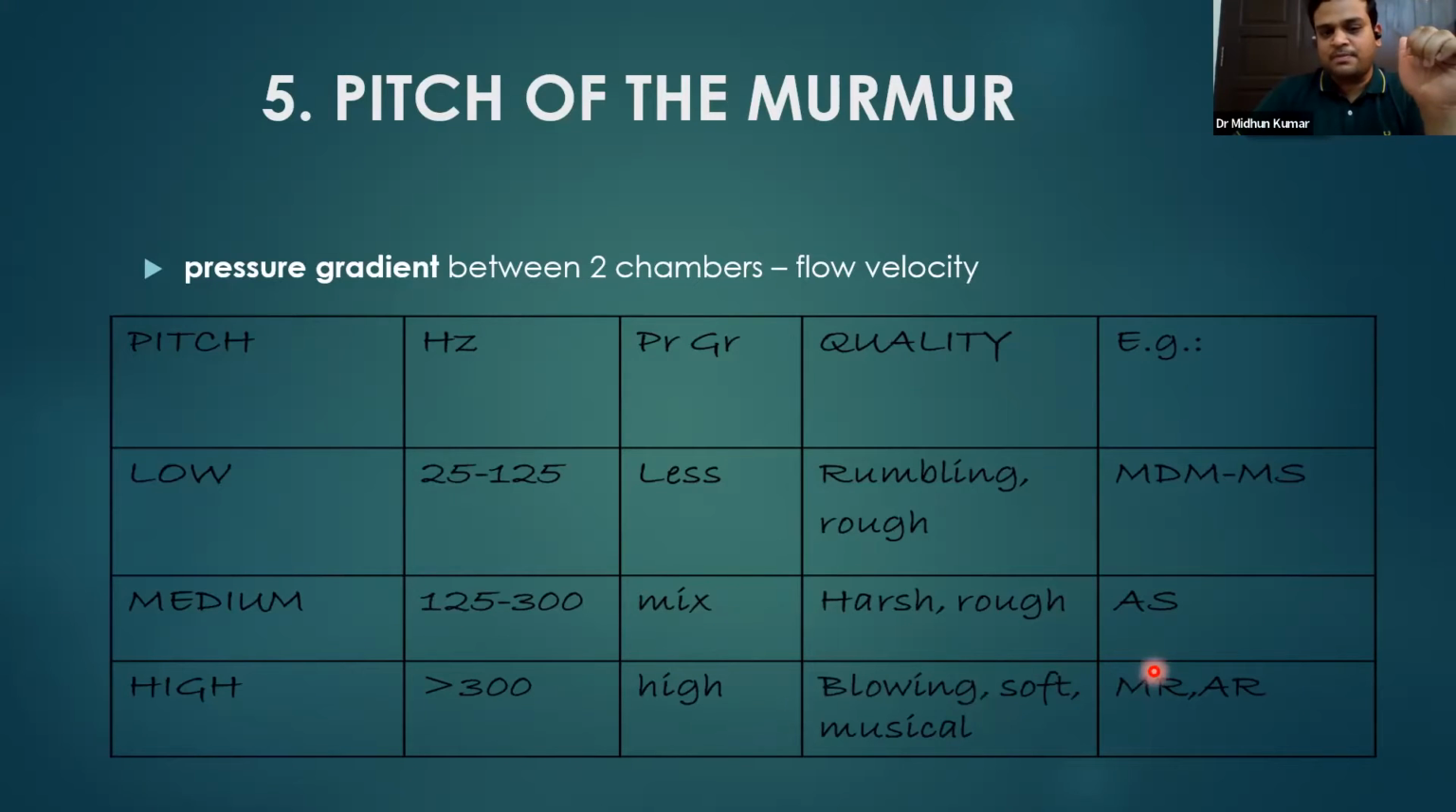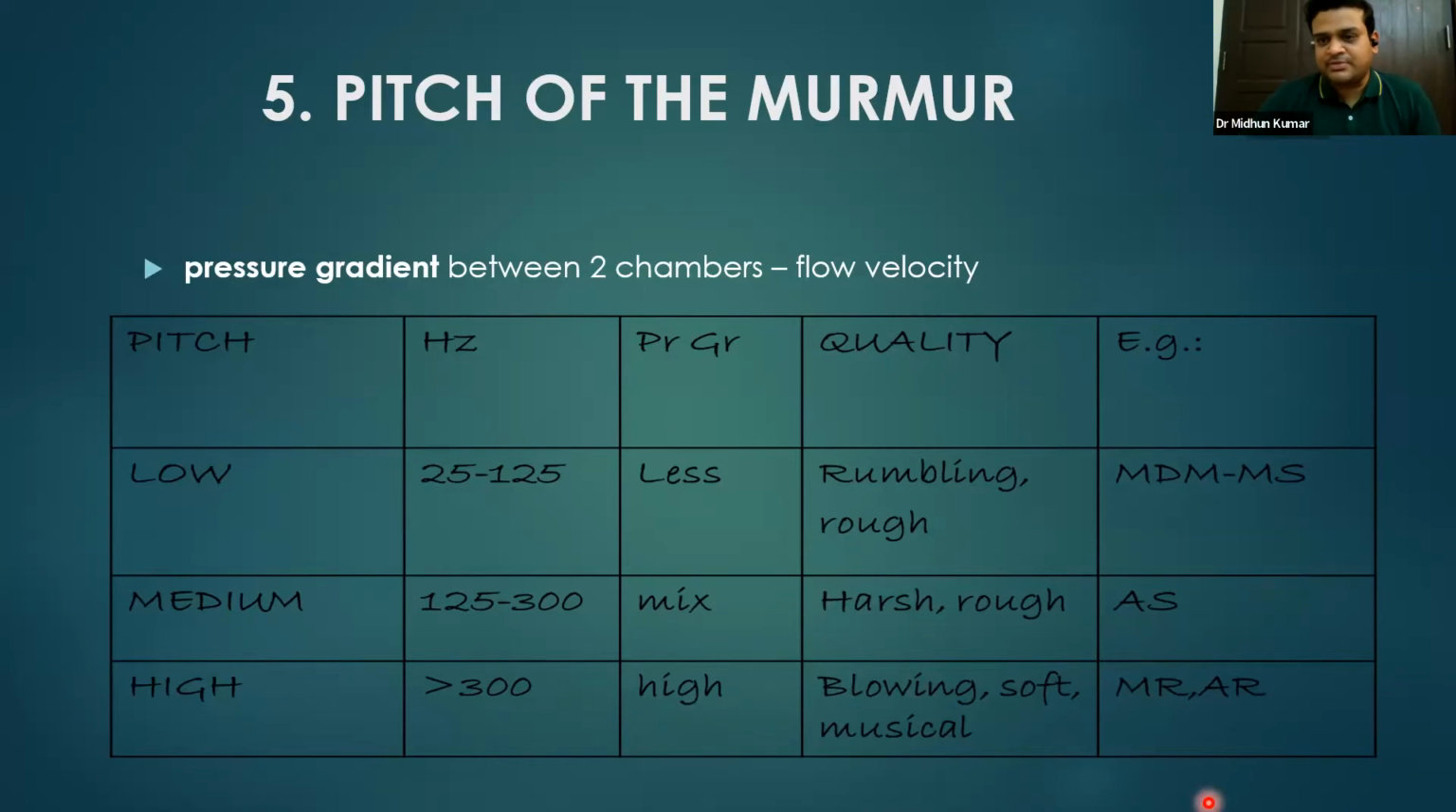The classical example for low pitched murmur is the MDM of mitral stenosis. A classical example of high pitched murmur is the murmur of MR and AR. A classical example of medium pitched murmur is AS. So whenever you start with a low pitched, rough, rumbling murmur, it automatically sets the tone that you are going to describe a mitral stenosis event. If you start with a soft, blowing, holosystolic murmur, then you are going to describe MR.